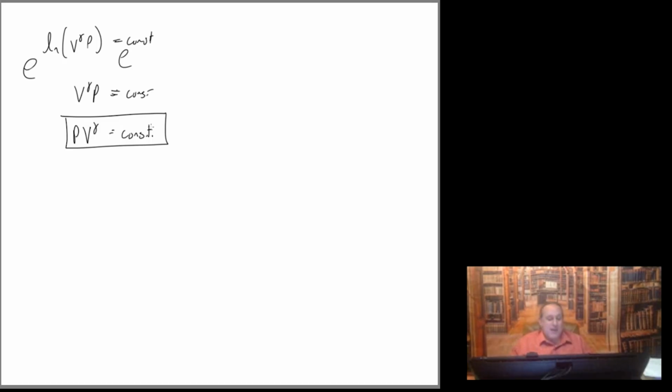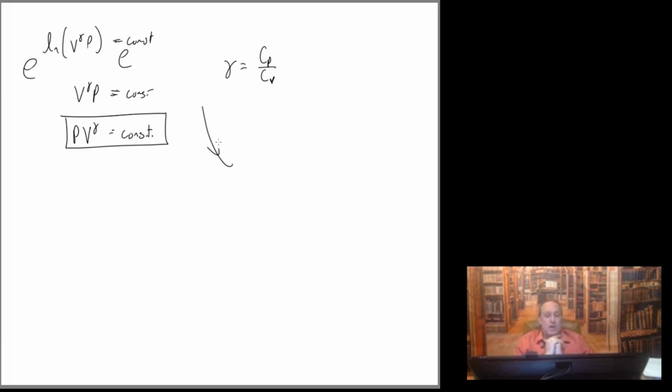P v to the gamma equals a constant where gamma is a number bigger than 1. Remember, gamma is Cp over Cv. And Cp is always bigger than Cv, no matter what kind of gas we have. So gamma takes on one value for monatomic atoms and one for diatomic molecules. Okay, so PV to a power bigger than 1 is a curve that drops off faster than a PV to the 1 kind of curve. All right, so those are our 4 building blocks.